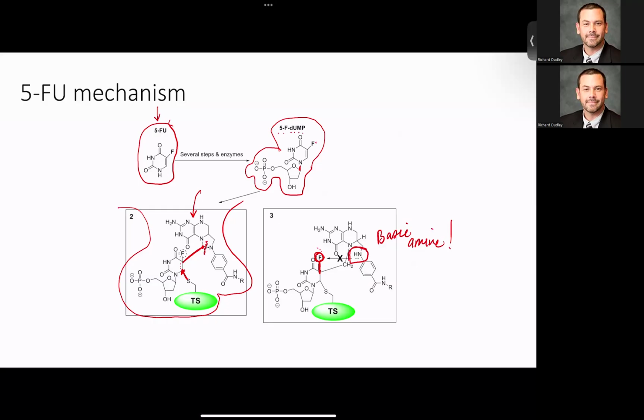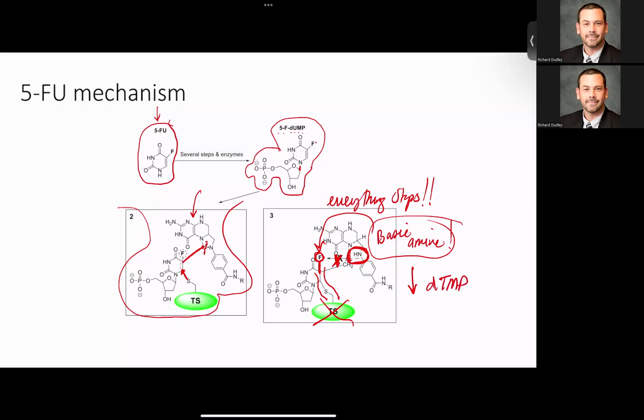As such, the basic amine, no matter how basic, is unable to remove that fluorine from the 5 position. And if the fluorine can't be removed, everything stops. Right? Thymidine synthesis stops at this point because the amine is unable to grab and remove the fluorine. And you are left with an irreversible or covalent modification, thereby suppressing the activity of thymidylate synthase and then decreasing deoxythymidine monophosphate production, and that's going to decrease DNA synthesis.